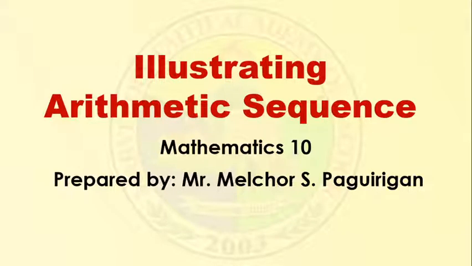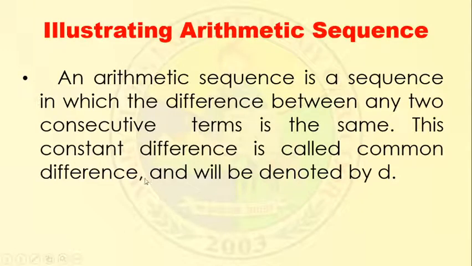Okay, so our lesson for today is all about illustrating arithmetic sequence. First, let's define what an arithmetic sequence is. An arithmetic sequence is a sequence in which the difference between any two consecutive terms is the same. This constant difference is called the common difference and will be denoted by d.